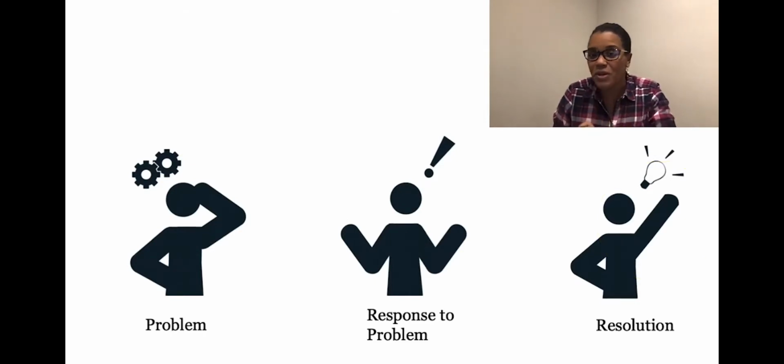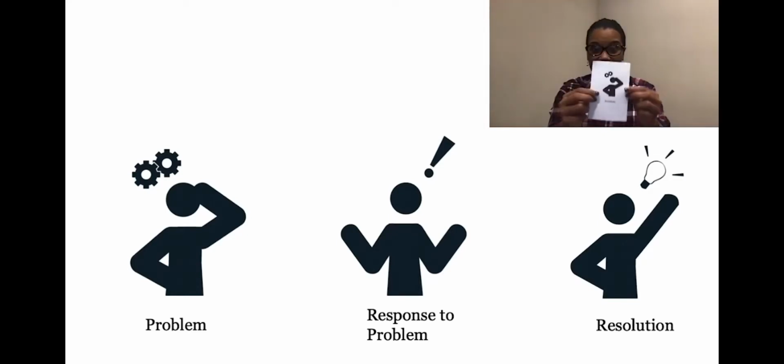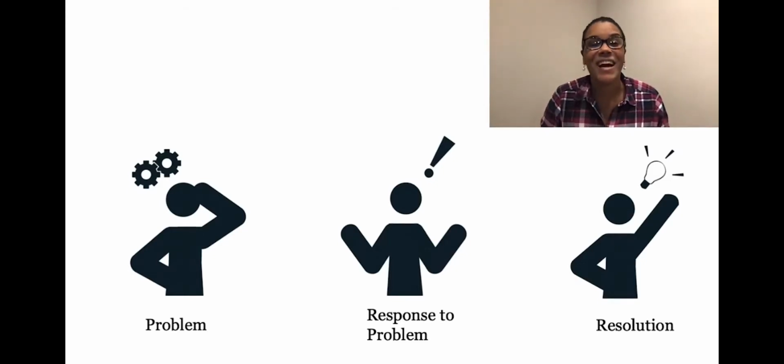Okay, now I want you to make the arm positions if you can. I'm going to hold up a card with the story element icon, and you will make the correct arm position. Are you ready? Let's try it. Problem, response to problem, resolution. Did you try it? I bet you did.